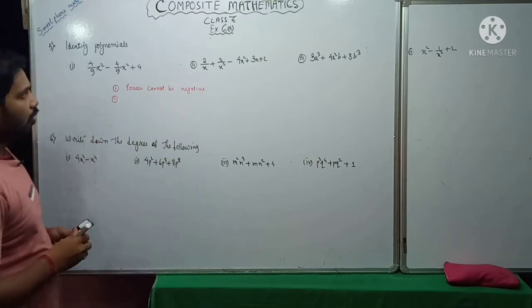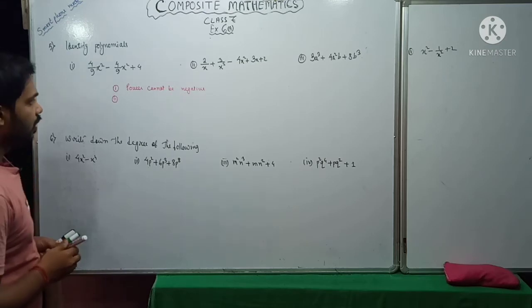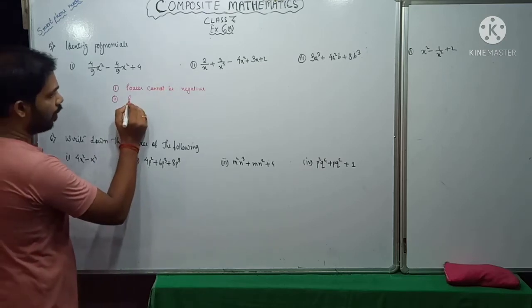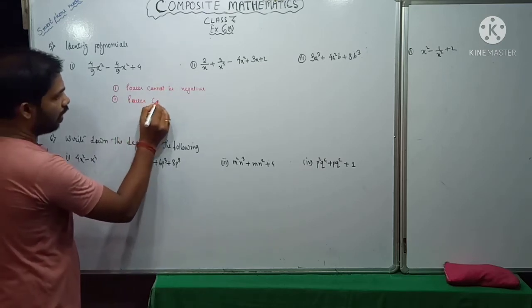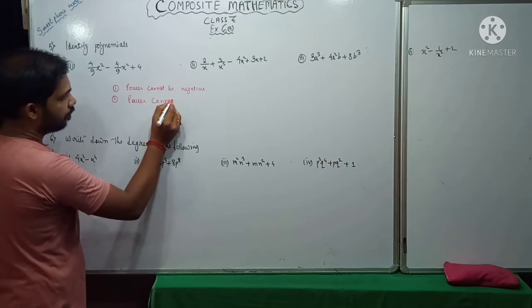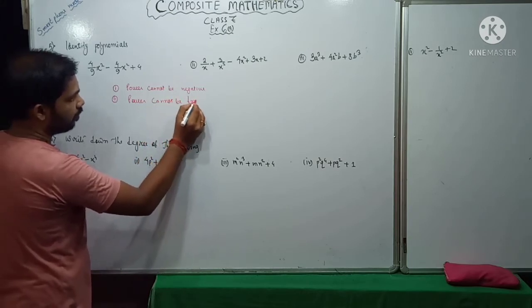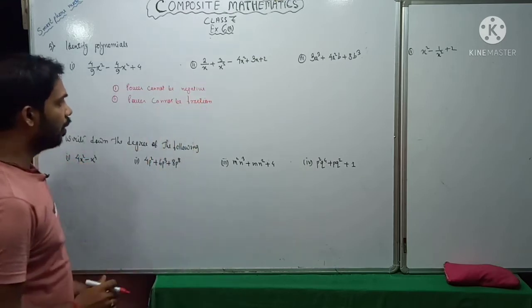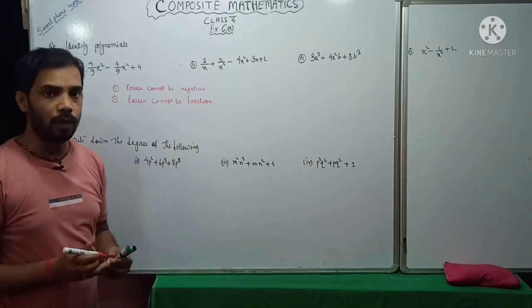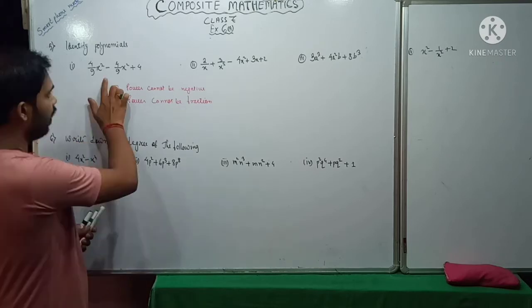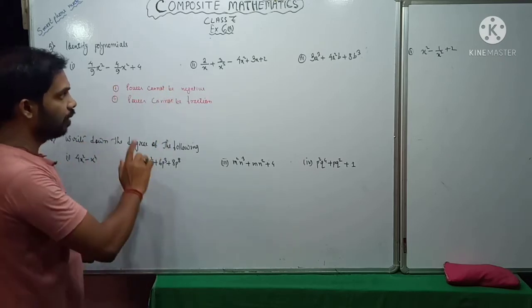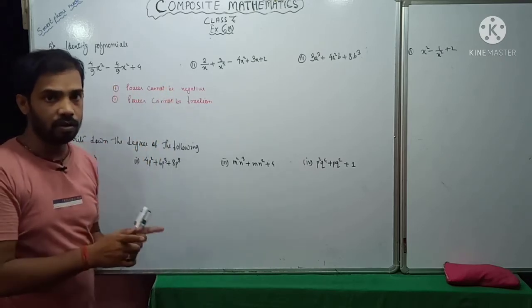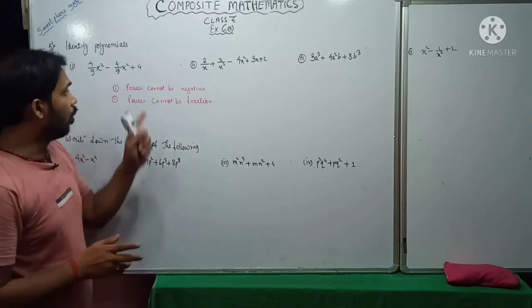Okay, power cannot be negative. And second, power cannot be a fraction. So the conditions are that power cannot be negative and power cannot be a fraction. Power should always be positive. If in this question the power becomes negative, then we will consider that the expression is not a polynomial.